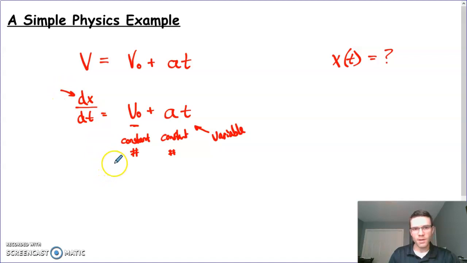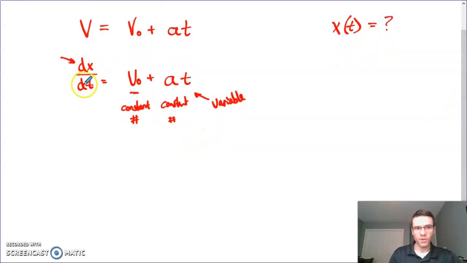So we are going to separate our variables by getting all the x's and the dx's on the same side. That's really simple in this case because we just have dx. And we want all of the t's, the independent variable, and all of the dt's on the same side. To do that, all I have to do is multiply by dt on the right side. So I get dx on the left side, and I get v0 plus a times t, dt. And I've separated my variables.